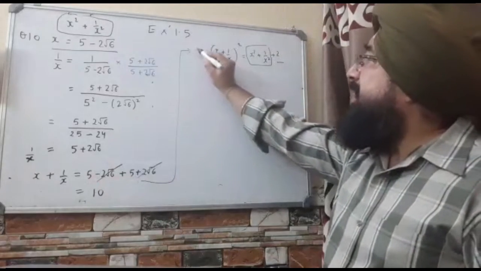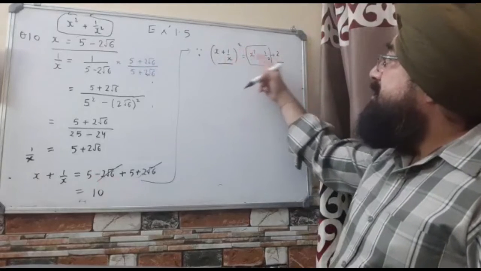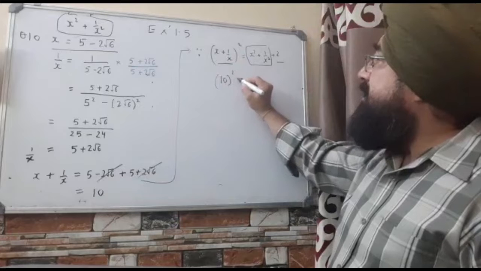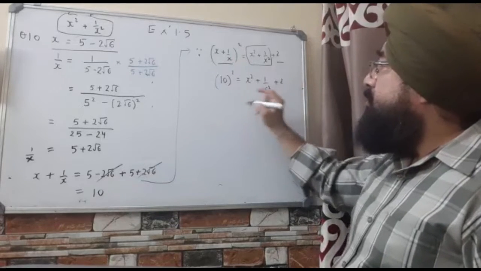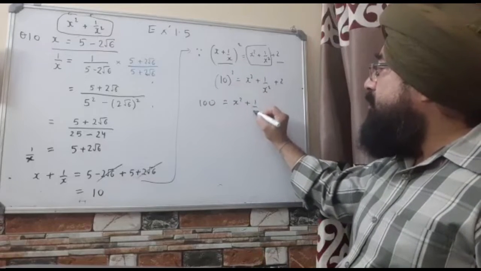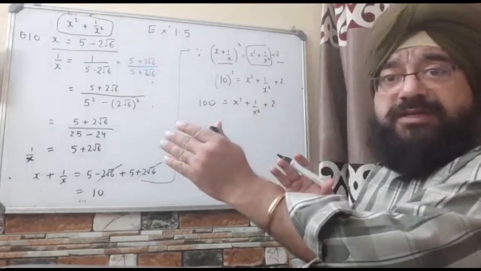As we know, x plus 1 upon x whole square is equal to x square plus 1 upon x square plus 2. So x plus 1 upon x I have already calculated as 10. Square is equal to x square plus 1 upon x square plus 2. So you can see it becomes 100 is equal to x square plus 1 upon x square plus 2. And this plus 2 goes to the other side and subtracts.